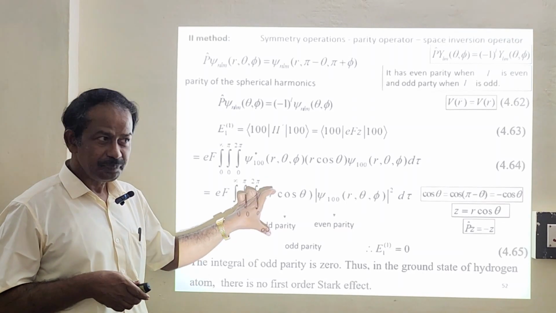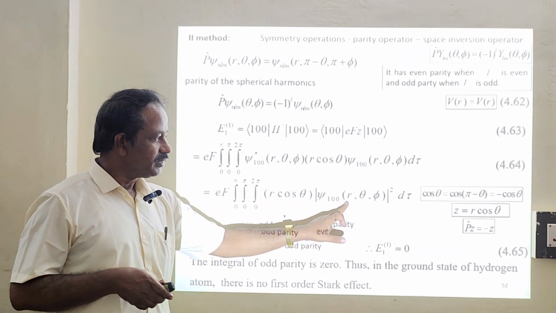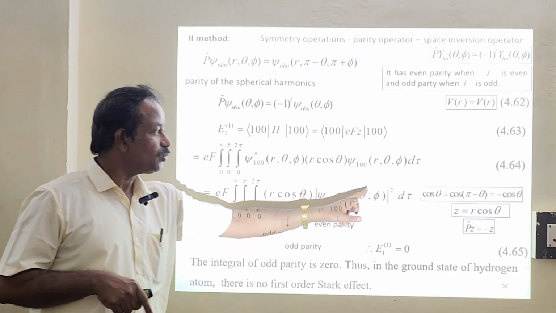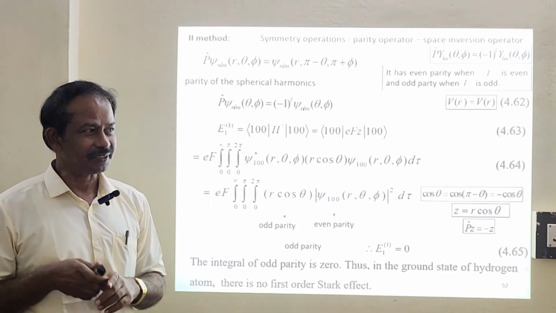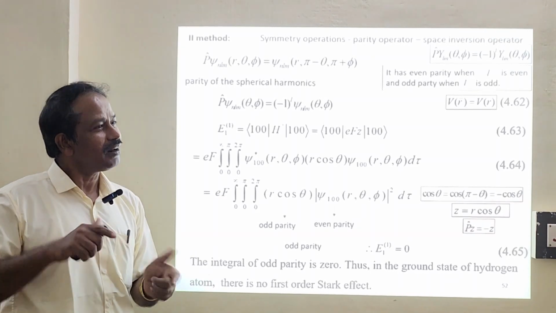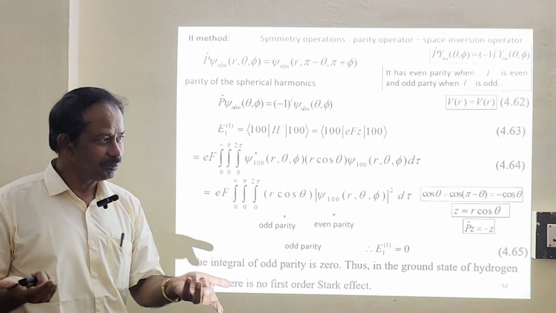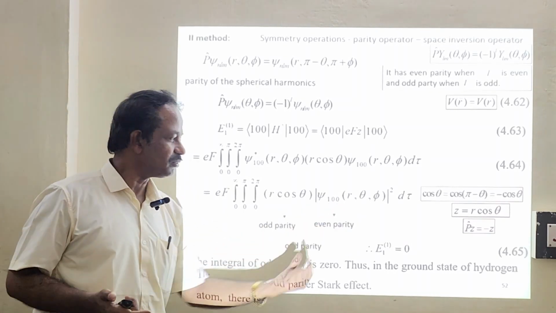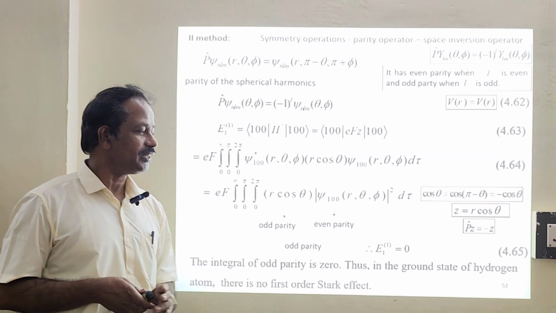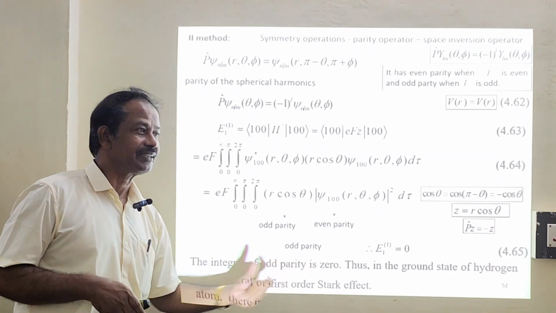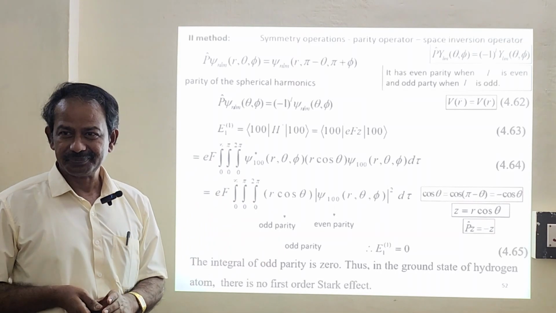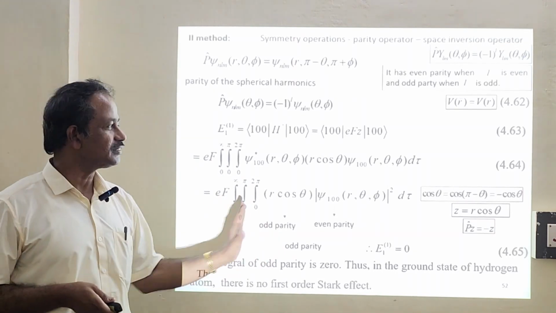Now we go to the wave function. If the wave function is odd, its square will always be even. If the wave function is even, the square will also be even. So the mod square will be even either way, so this wave function part will have even parity. Odd parity multiplied by even parity is always odd parity. Integration of odd parity is always 0. That's all. The answer is 0.